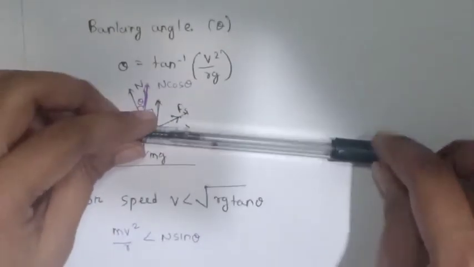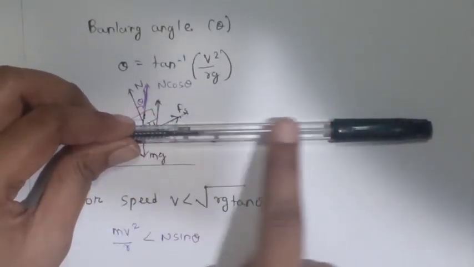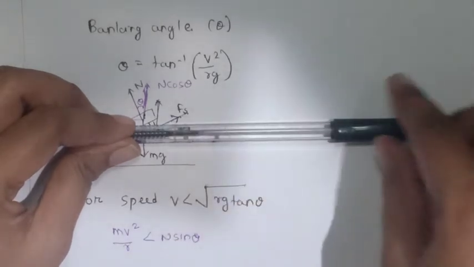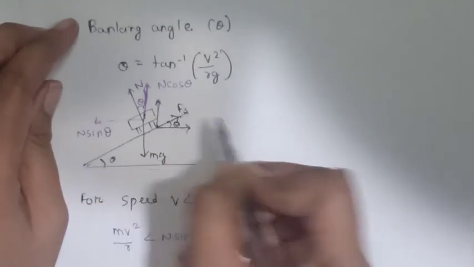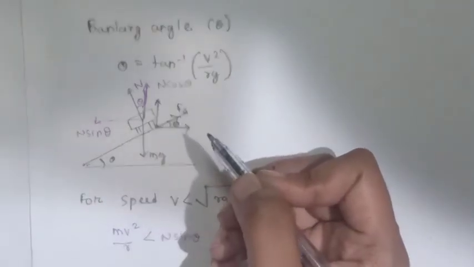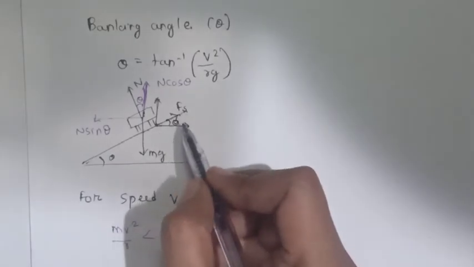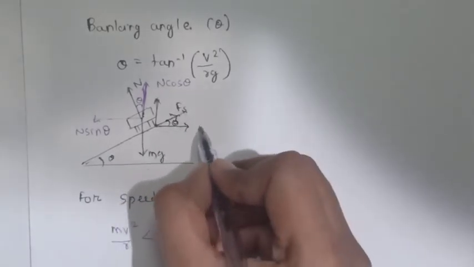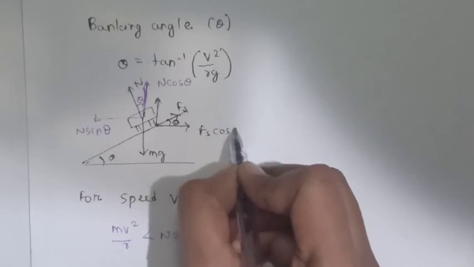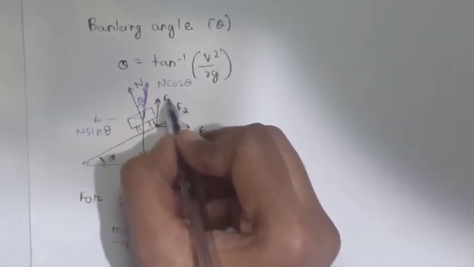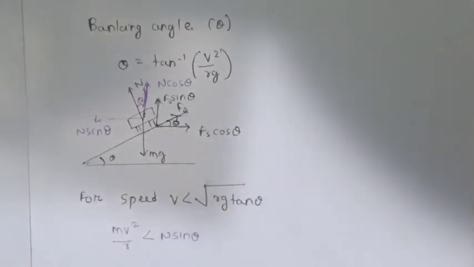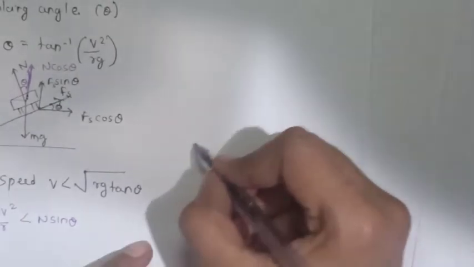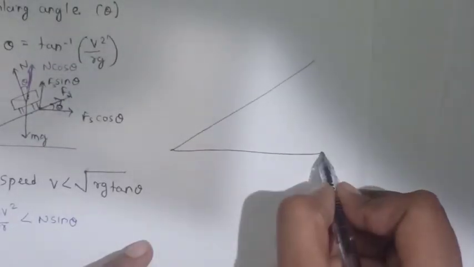If the road was like this, the frictional force will act in this direction, so the angle made by this will be theta. As theta is made by this, the horizontal component will be given by Fs cos theta, and the vertical component will be given by Fs sin theta. Okay, clear with this? Again we will revise this. This will be the vehicle.